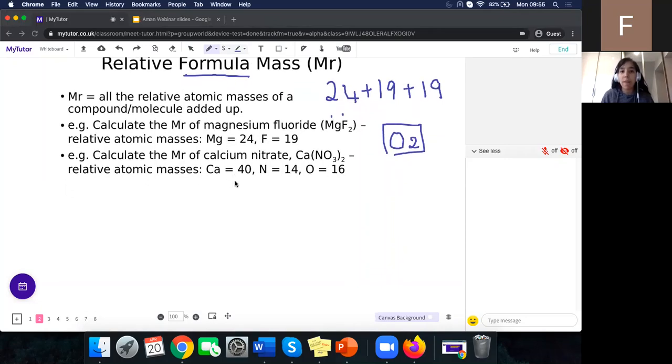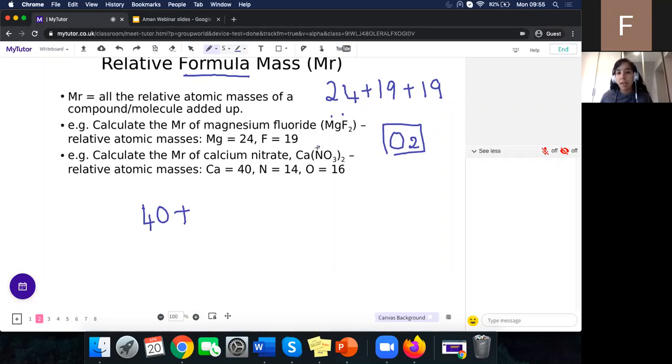Okay, calculate the MR of calcium nitrate. So this is slightly more tricky. So we've got calcium first, which has an atomic mass of 40. We then need to multiply everything in the brackets by this 2. So nitrogen times 2, so 14 times 2, which is 28. We've then got 3 oxygens times 2, so that means we're going to have 6 oxygens, so it's 16 times 6, which is 96. So 40 plus 28 plus 96 for calcium nitrate.